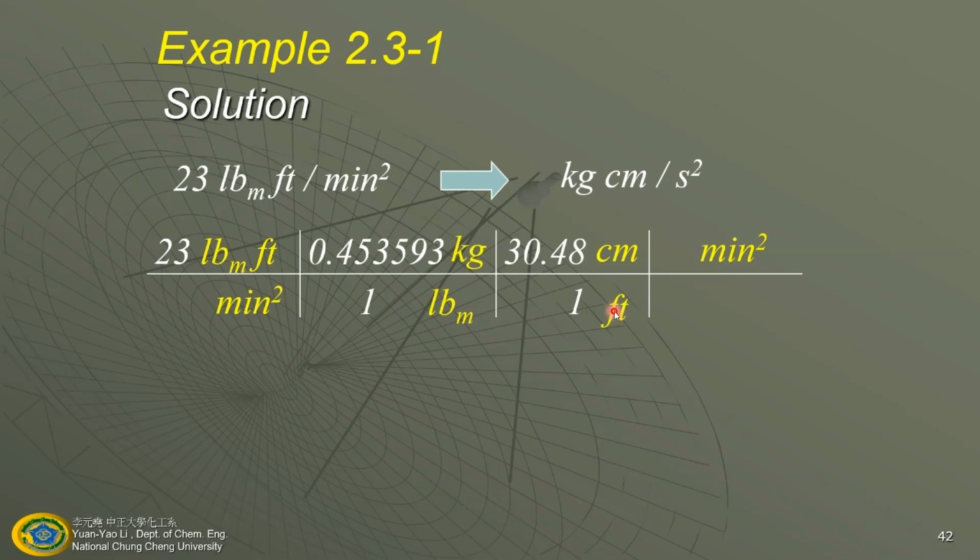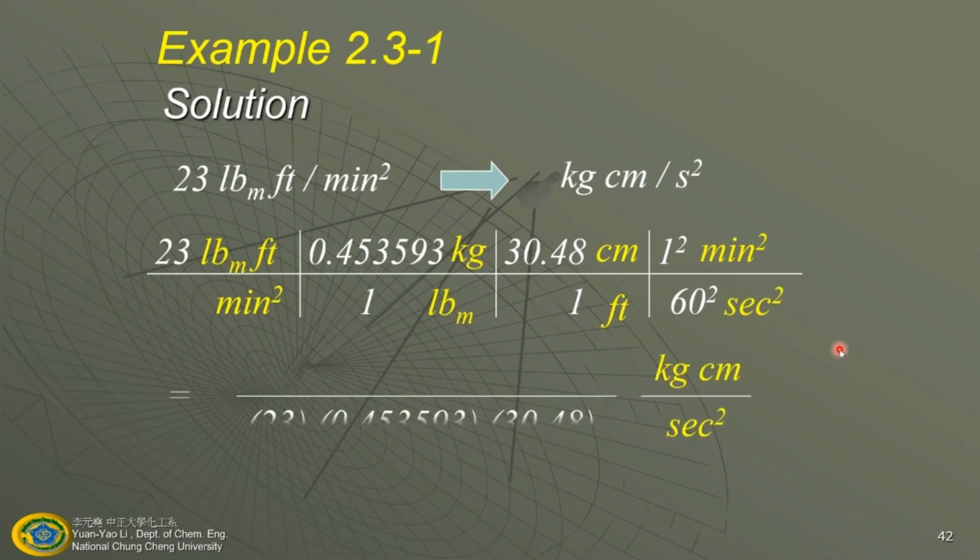Okay, and now you want to go to feet, right? So you need 2.54 times 12, right? So that will be 30.48. And now you remove the feet here, you have centimeter. Again, you have minutes power 2, and you want second power 2. So you remove the minutes and let the second be left here. So in the end, you got this unit. And now it's time to do the simple calculation with 23, 0.454, 30.48, and times 1, divided by 1 times 1 times 60 square. So this is the answer you will get.